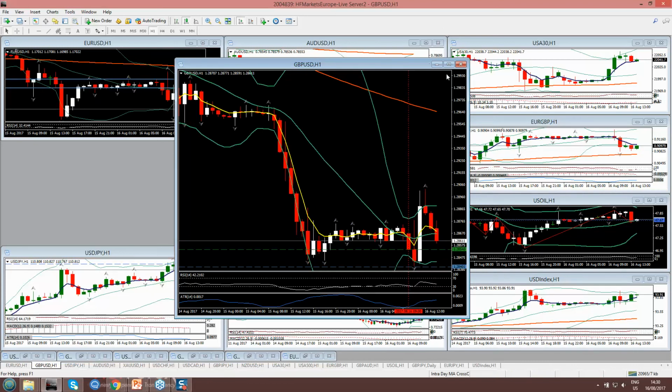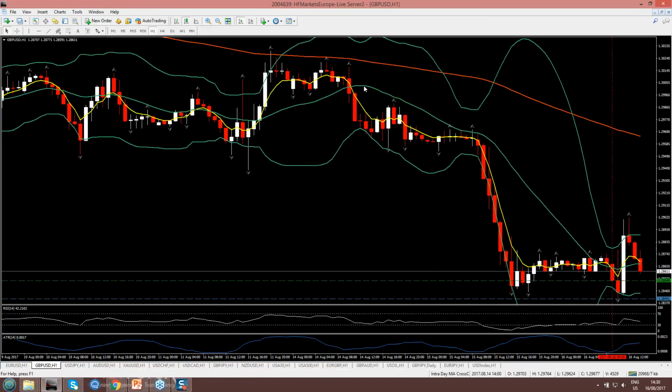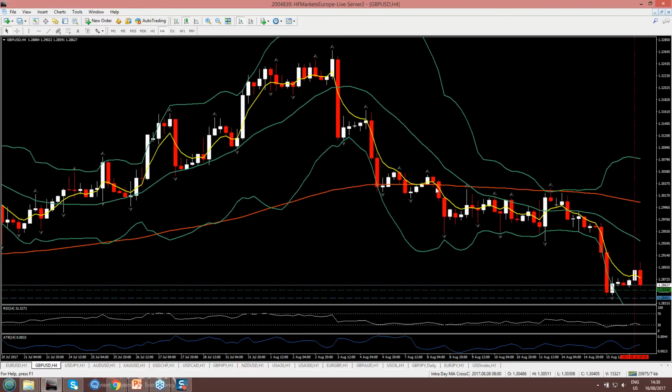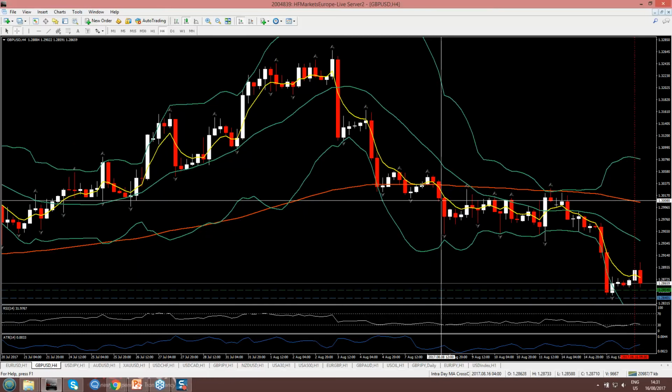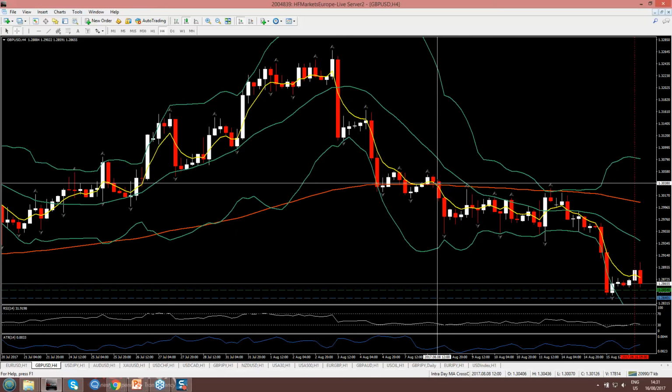So this morning, this one here is the 100, and this is the 150. They crossed on the 4-hour back here. This is the 4-hour. Remember we talked about higher time frames. So this was a short position here on the 4-hour. This was the 12 o'clock on the 8th of August, and it's been short ever since. Simple. See how good moving averages are when you look back.